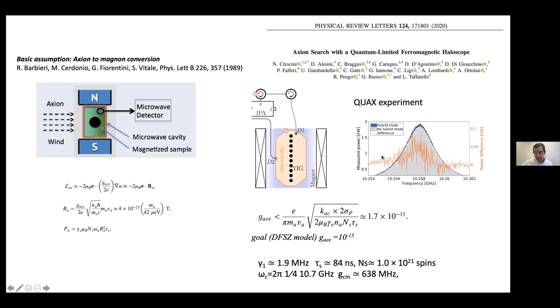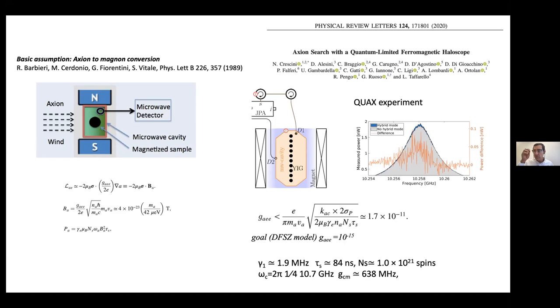With this experiment, they put an upper limit on the coupling between axion and electrons that was established to be of the order of 10 to the minus 11. That is unfortunately quite far from the expected value from the standard model. So we really have to improve this experiment and possibly bring new ideas on how to really gain four orders of magnitude.